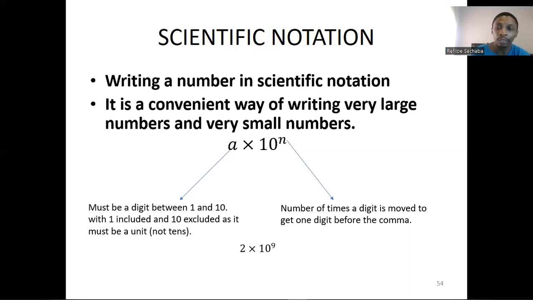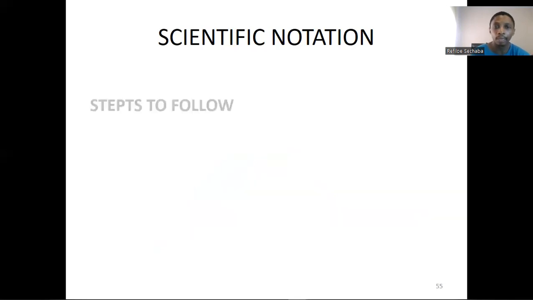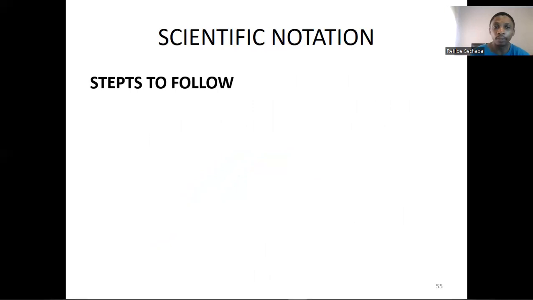So in this case, if I'm given 2 times 10 to the exponent of 9, that 2 is between 1 and 10, and 9 tells me how many times I needed to move the 2 in order for me to only have one digit before the comma. In this case, there was no comma, but in the next ones, I'll show you how that works. Now, what does that 10 represent? It is called a power. So 10 to the exponent of n is a power.